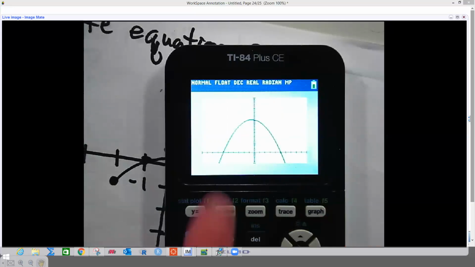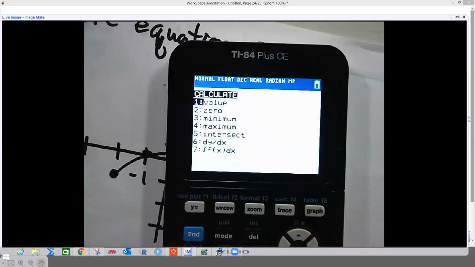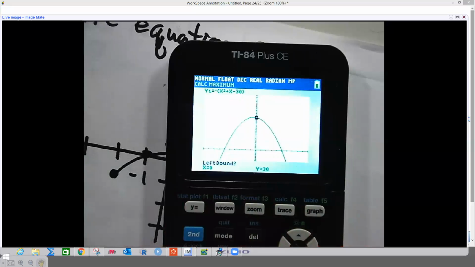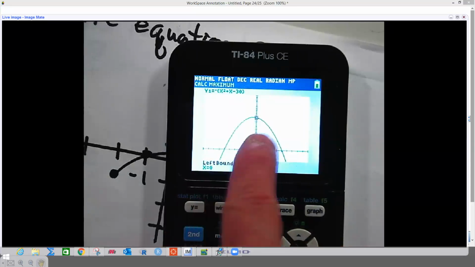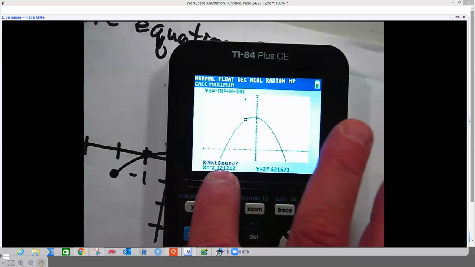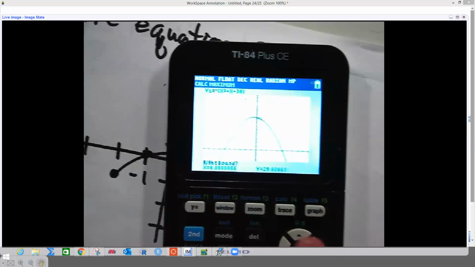So we can find the maximum on this graph. So I'm going to hit second trace, which is calculate, and if you look at number 4, it says maximum, so I'm going to hit number 4. Now this says left bound down here. That means I have to get this little thing blinking, that cursor, to the left of the max. So I'm going to go left of the max. I can tell that's gone down, so I'm going to hit enter. And now I've got to get to the right side of the max. So I'm going to go up. And you can watch this Y value here because it's going to go up, and then it's going to start going down again. And then I can tell that it's going down, and I can hit enter again.